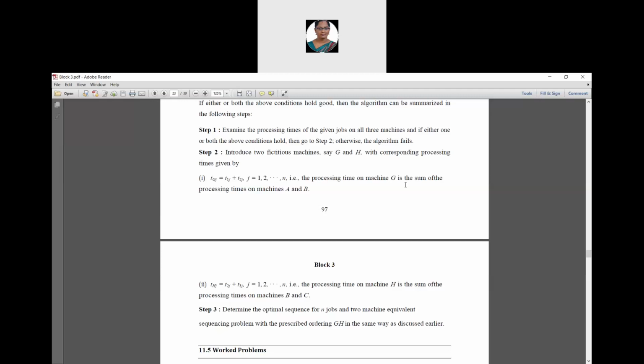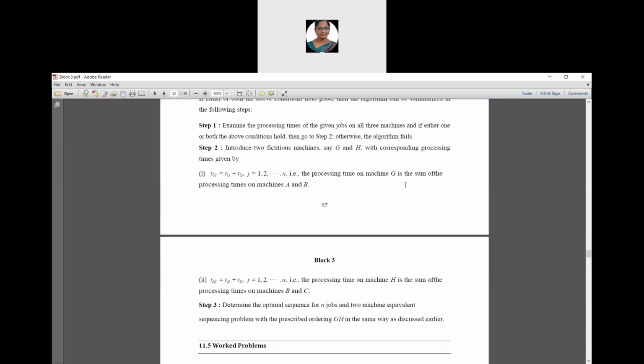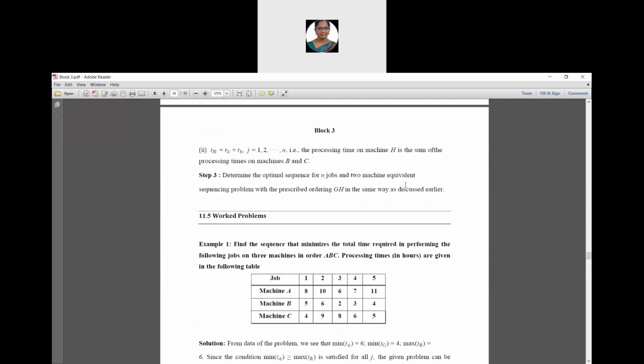That is, TG equals T1 plus T2. That is, the processing time on machine G is calculated by the sum of the processing times on machines A and B, whereas TH is T2 plus T3, that is, the processing time on machine H is calculated by the sum of the processing times on machines B and C. Then go to step 3: determine the optimal sequence for n jobs and two machines.